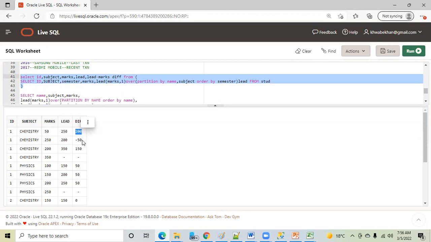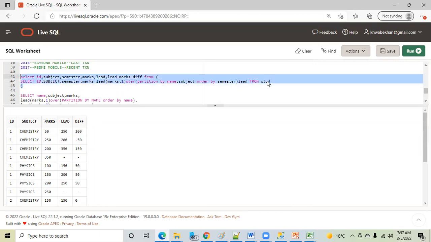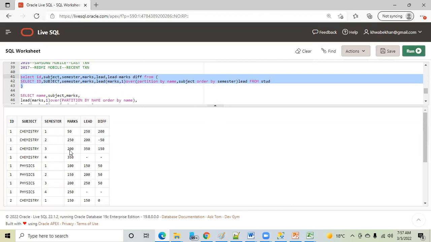250 minus 50, 200. Now if the difference is minus, it means the marks have decreased, correct? Now see, here the difference is minus 50. So it means from second to third semester, marks have decreased by 50. So this one, marks have decreased, so we don't want this record. Shivanshu, are you clear?